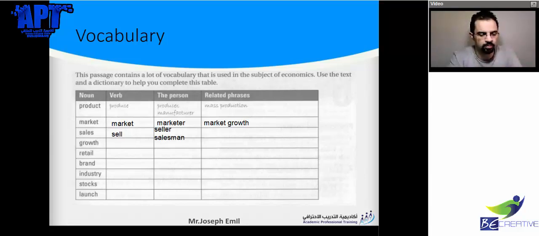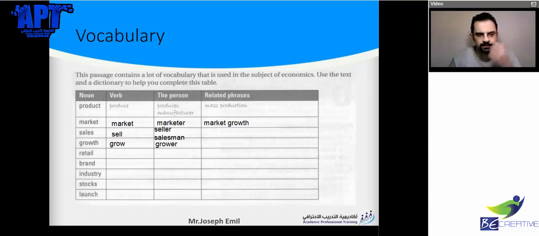Growth, of course, grow, right? And the person who is causing the growth or who is growing, grower, all right? This word is very uncommon. Usually a grower is someone who grows, shall we say, crops, plants. Okay, a grower is someone who is growing plants, is planting it, the farmer.